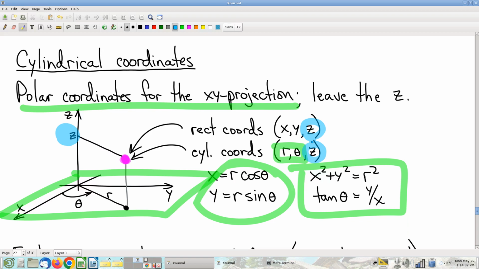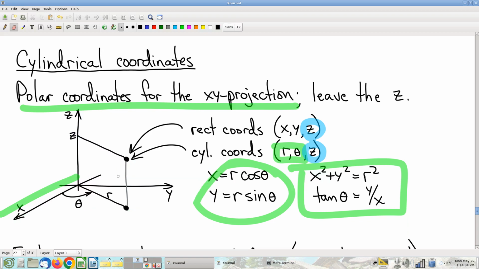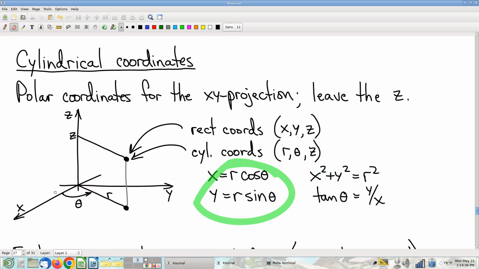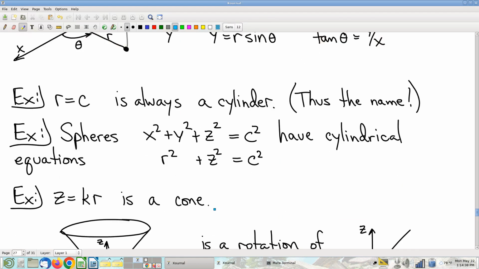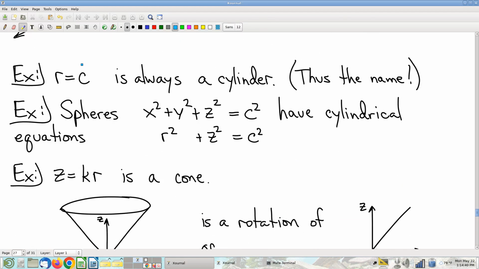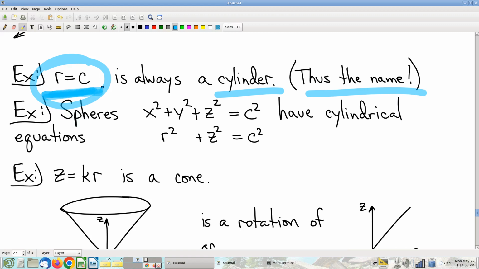Okay, so a couple of quick examples, and then we'll move on to the more challenging spherical coordinates. If you write down r equals c, you get a cylinder, thus the name cylindrical coordinates. That's an easy geometric picture. Go ahead and think that through. Persuade yourself that this equation always gives you a cylinder.